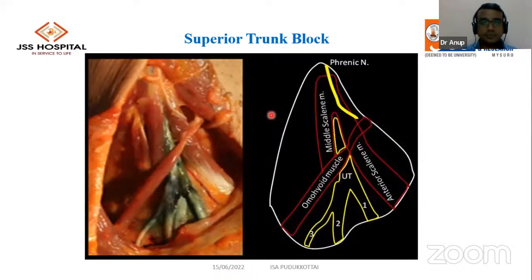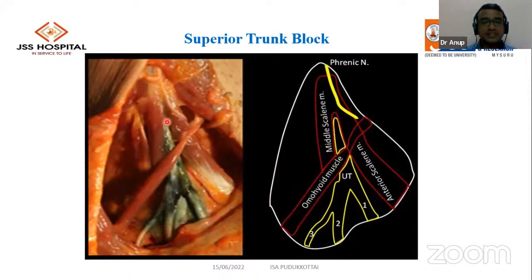As I said before, the superior trunk is formed by the roots C5 and C6. When they join, they form the superior trunk. If we observe closely here, this is the anterior scalene muscle, this is the middle scalene muscle, this is the omohyoid muscle, and this is the brachial plexus. So at the level of the cricoid cartilage, when we deposit a local anesthetic in this region, the phrenic nerve is very, very close. This anatomical difference we should understand to know how superior trunk block spares the phrenic nerve.